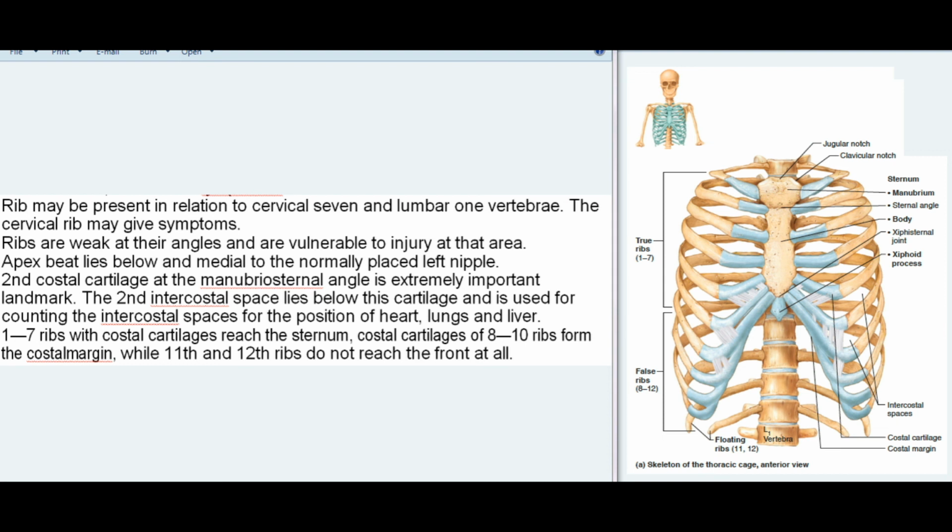Apex beat lies below and medial to the normally placed left nipple. Second costal cartilage at the manubriosternal angle is an extremely important landmark. The second intercostal space lies below this cartilage and is used for counting the intercostal spaces for the position of heart, lungs, and liver. Ribs 1-7 with costal cartilages reach the sternum. Costal cartilages of ribs 8-10 form the costal margin, while 11th and 12th ribs do not reach the front at all.